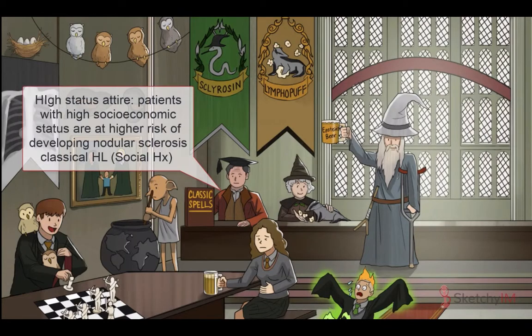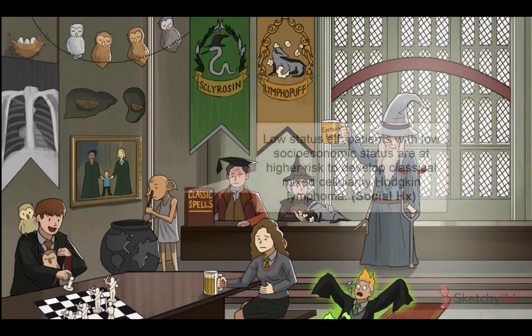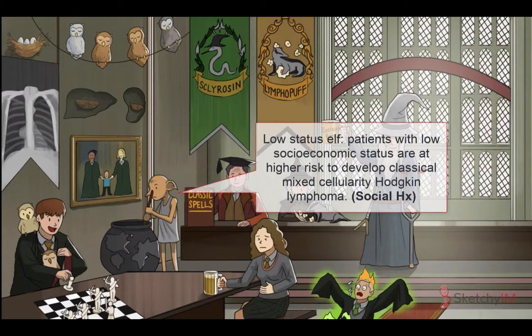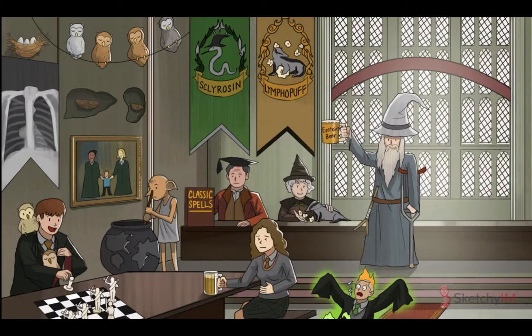Socioeconomic status may also play a role in the development of Hodgkin lymphomas. Patients with high socioeconomic status are at a higher risk to develop classical nodular sclerosis Hodgkin lymphoma, the most common subtype in the US and Europe. Patients with a lower socioeconomic status, on the other hand, are at a higher risk of developing classic mixed cellularity Hodgkin lymphoma, the most common subtype in developing countries. The reason for the increased prevalence of mixed cellularity Hodgkin lymphoma is unknown, but it has been speculated that patients with higher socioeconomic statuses may have less or delayed exposures to infectious or environmental agents linked to certain lymphomas.